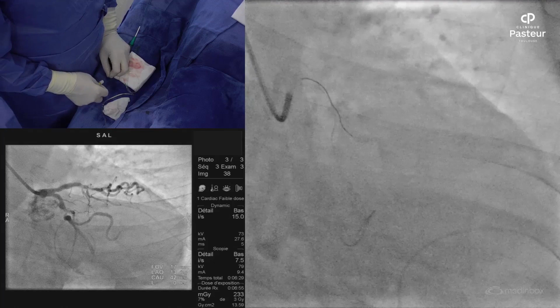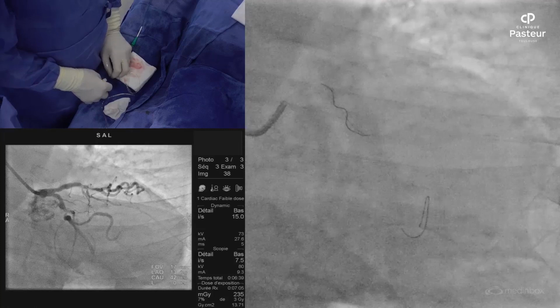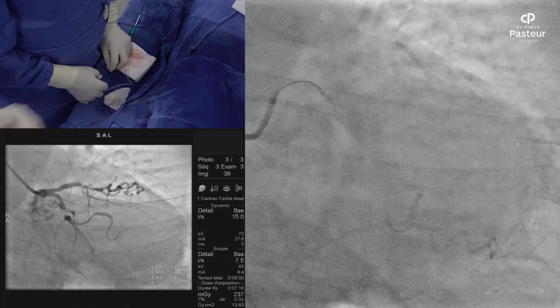A quite short non-compliant balloon. Yeah. Okay. Difficulty to take the right, maybe I'm in a small branch. Let's see, we will see in the different views of angulation. Not easy. You see, not so good. I'm not in the... Maybe this one is better to separate.